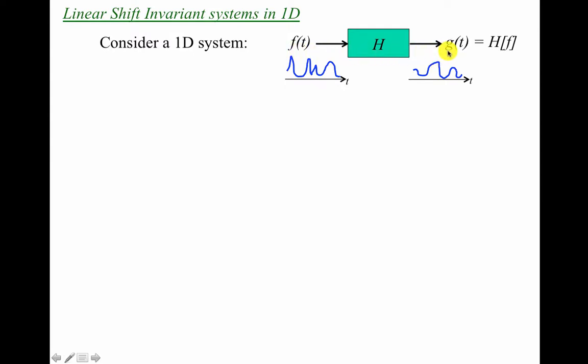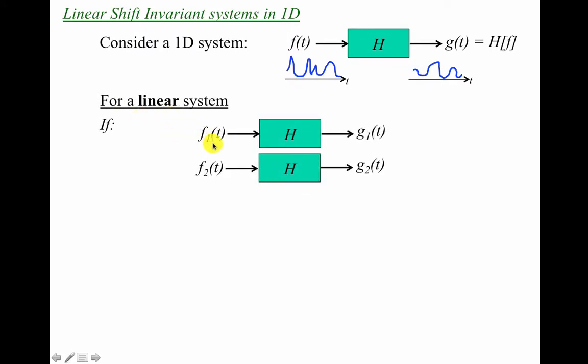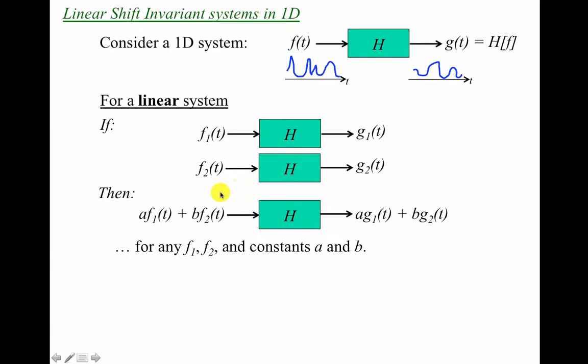a signal g. Now, if this system is linear, this means that for any inputs f1 and f2 that give rise to corresponding outputs g1 and g2, if the input is a superposition of f1 and f2, perhaps scaled by some scalar constants a and b, then the output will be the exact same superposition of g1 and g2. And if the system is linear, this will be true for any f1 and f2 and any constants a and b.